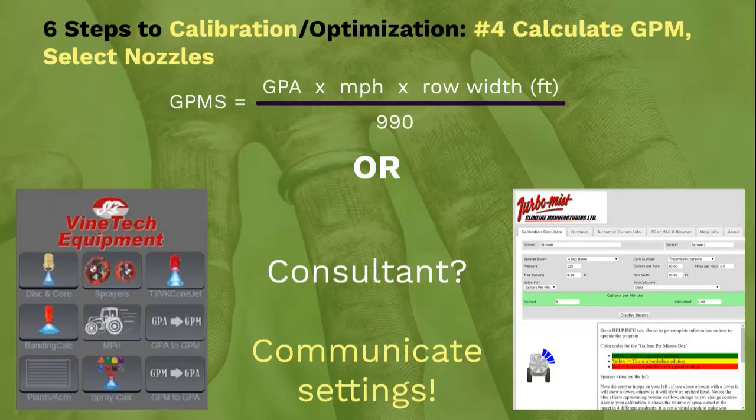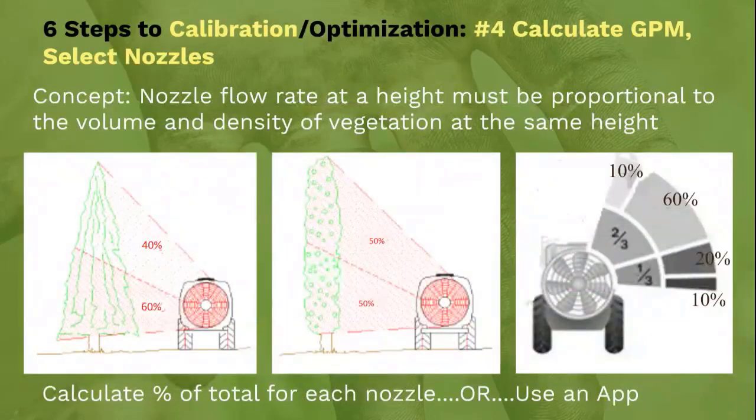And when you're asking for these things, we all sort of know that we put in different nozzles in different nozzle bodies, especially in an axial fan sprayer. Sometimes less true for a tower sprayer on a fruiting wall. So the concept is simple, that the nozzle flow rate at a certain height is proportional to the volume of the canopy at the same height. So the concept is simple. The implementation of it is more challenging.